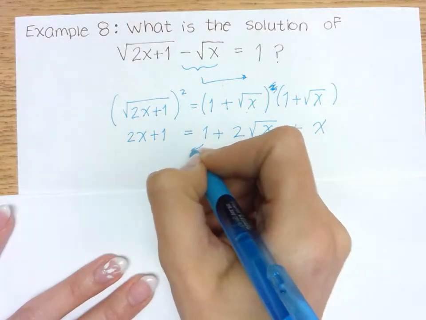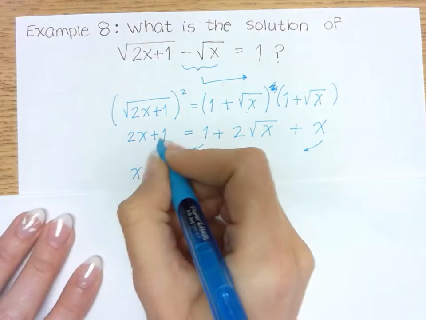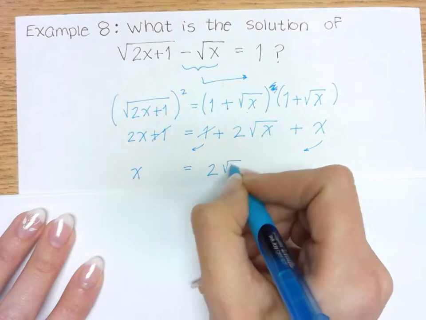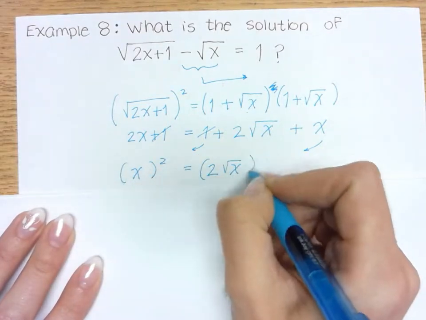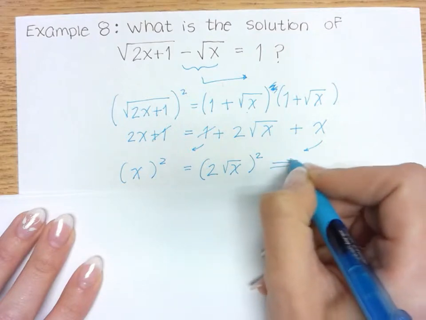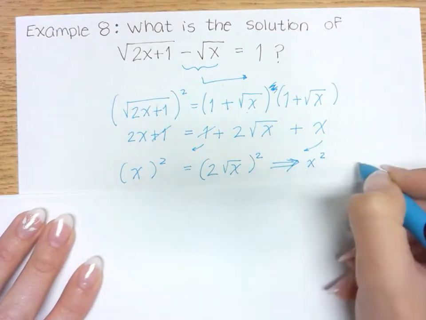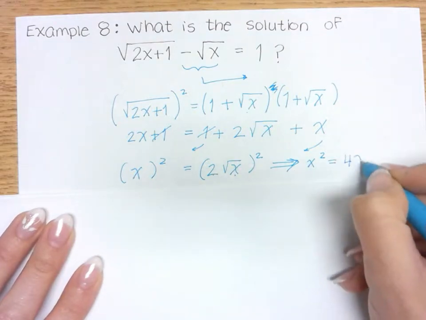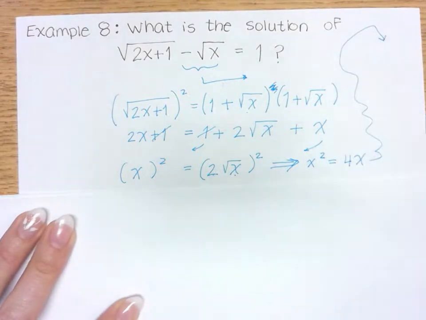I'm going to subtract 1, subtract x. So that gives me x alone, the ones are basically gone, equals 2 square root x. We have to square both sides again. That gives us an x squared equals, you got to square the 2 and the rad x. That's 4x. Okay, now running out of room, so scooting around over here.